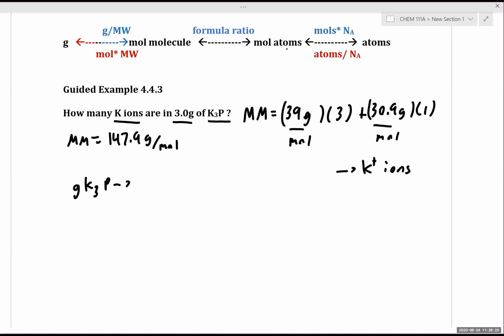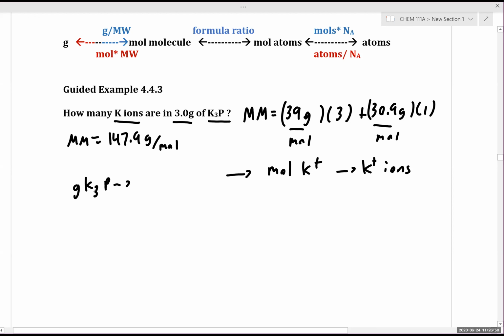Moles? Yep. And moles of what in this case? If we're calculating potassium ions, we need the moles of what was that? Moles of potassium? Yep, exactly right.